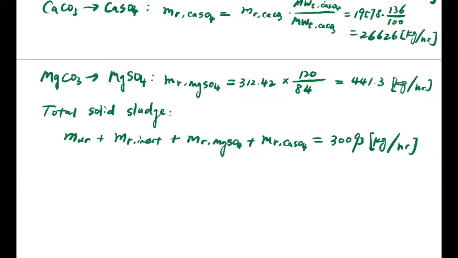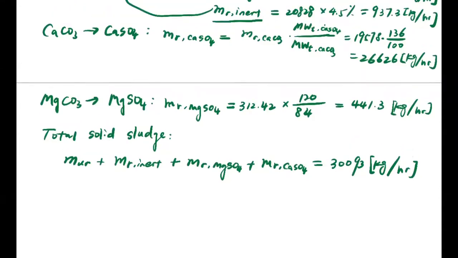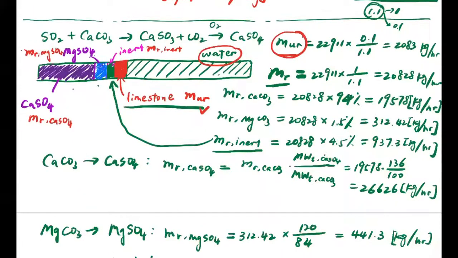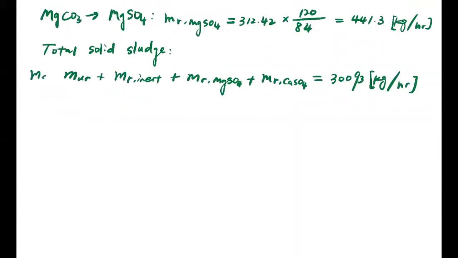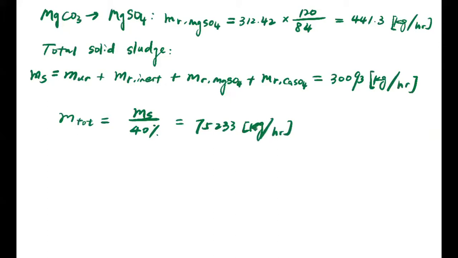Okay, so finally, if we want to calculate the total mass of the sludge, we need to know that the solid actually just occupies 40% of the total sludge. Water occupies 60%, right? So what we need to do is to use the solid mass divided by 40%. And that is 75233 kilogram per hour. Okay, so this is the total sludge.